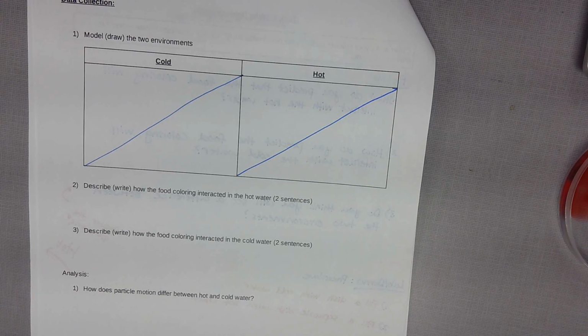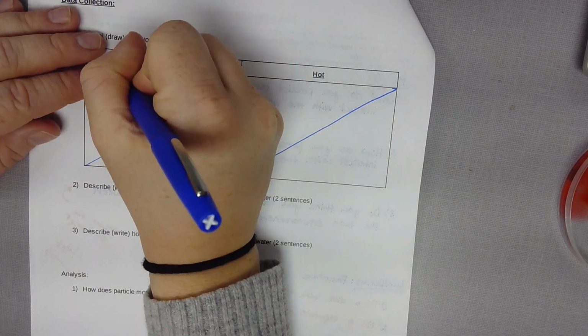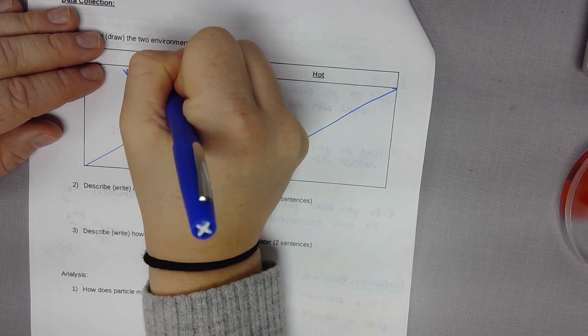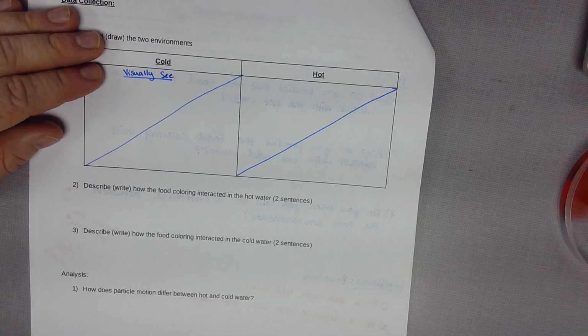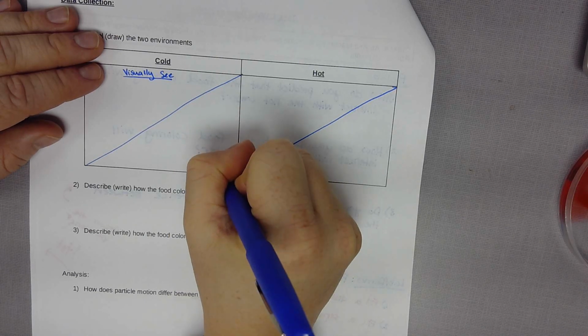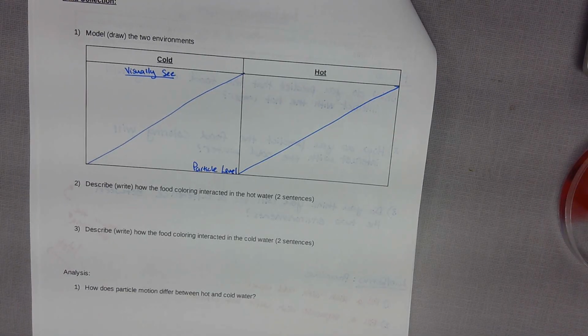Because we're going to make two models. On the top half of the box, you're going to model what you can visually see. And on the bottom half of the box, we're going to model that particle level. I'll do cold with you, and then you'll do hot on your own.